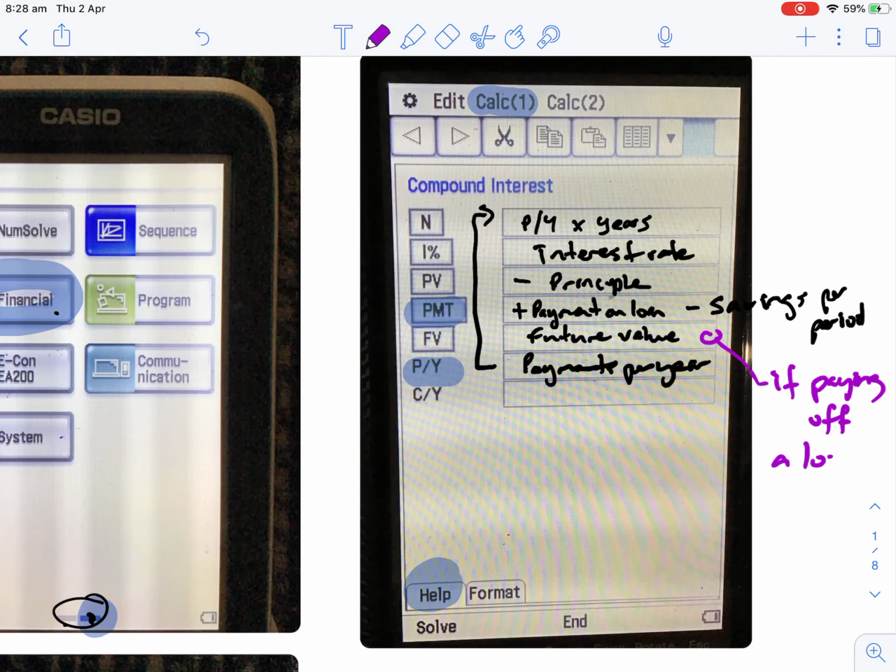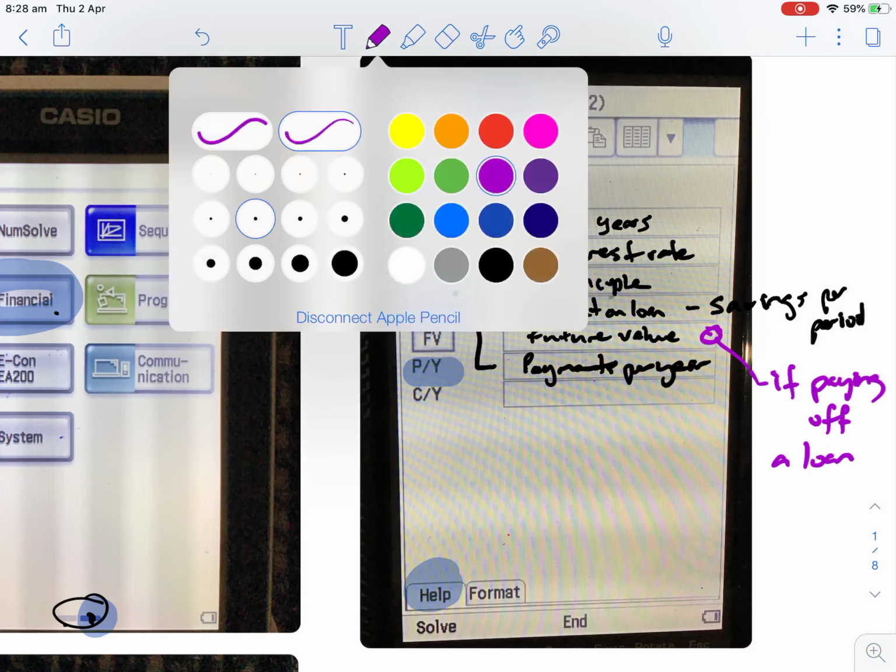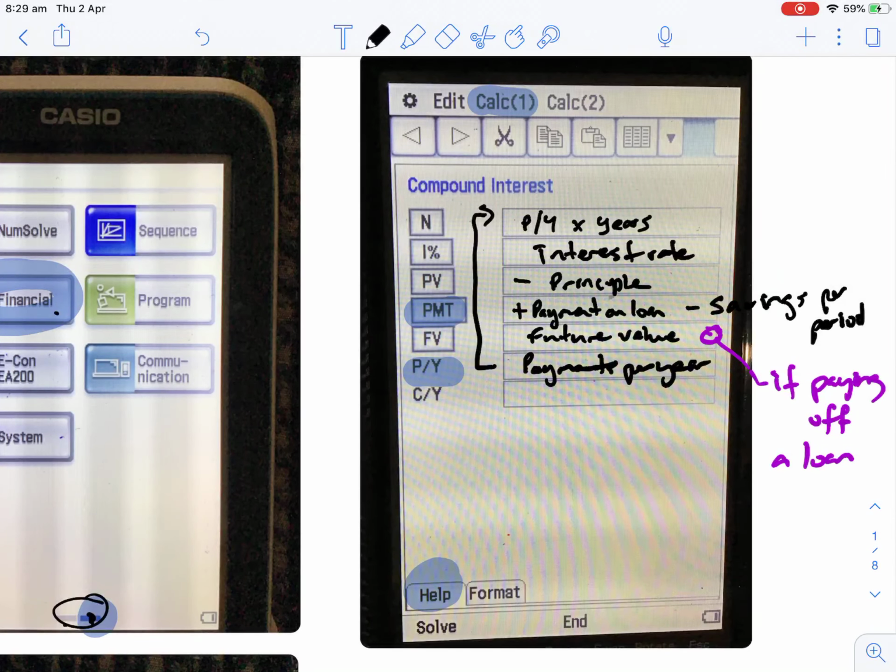So that's one that people often get stuck on, and they say, well, I don't know what the balance is. If you've paid it off, you don't owe anything anymore. So the balance at the end would be a zero, and often you have to do that. Now that leaves us with one more square, which is the CY.